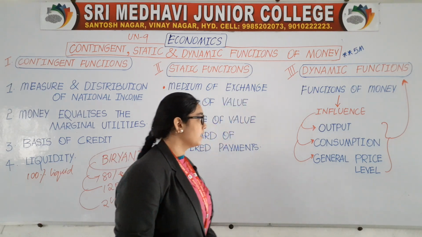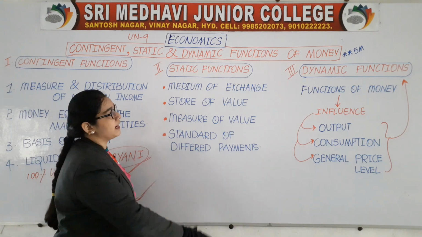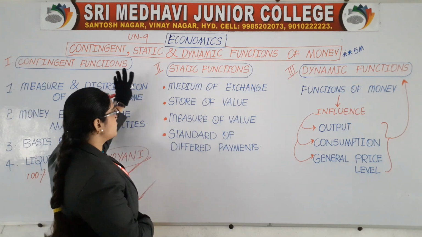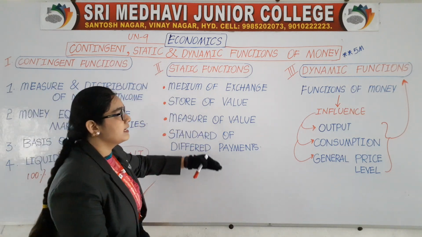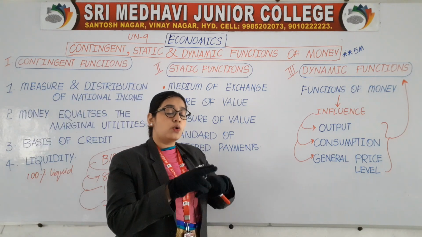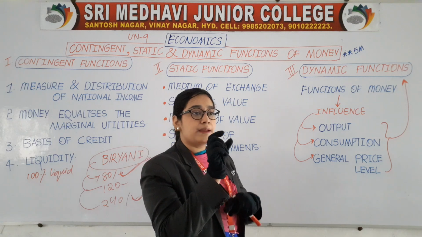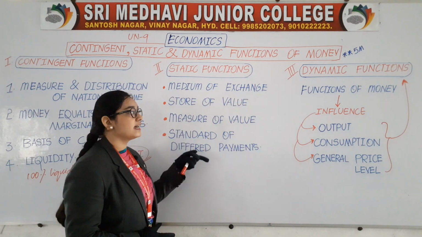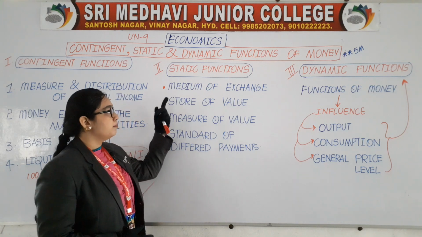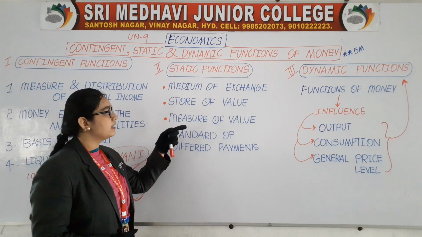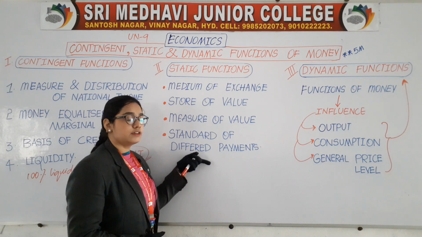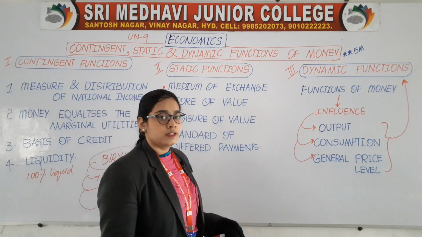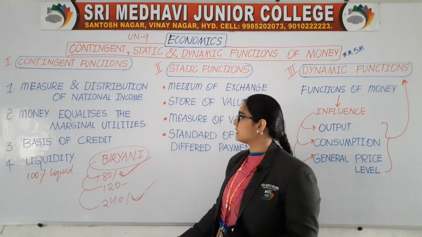Alright, coming to the second part, that is static functions. Contingent functions are done, let us go with the static functions. Hope you have remembered the primary and secondary functions of money. These side headings are repeated over there also: medium of exchange, store of value, measure of value, standard of deferred payments. All the same points are written over here. Still I will explain once again.